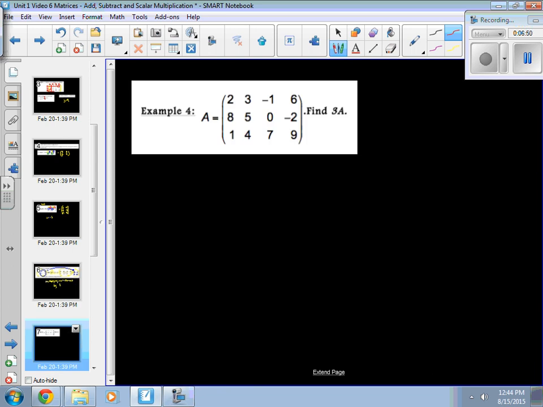So on this one, we have this matrix A. As you can see, it's a 3-row by 4-column matrix. And what they want us to do here is find 3A, which means we want to multiply each element by the scalar number of 3. So matrix 3A here would equal a matrix with the same order. We just need to multiply everything by 3.